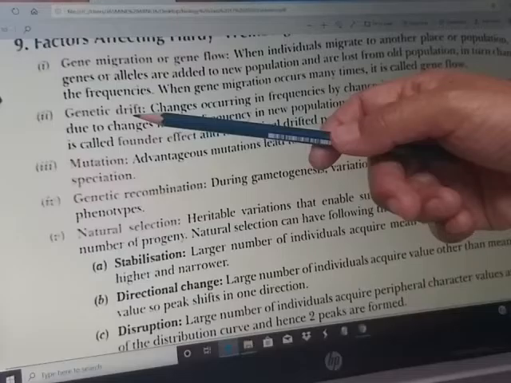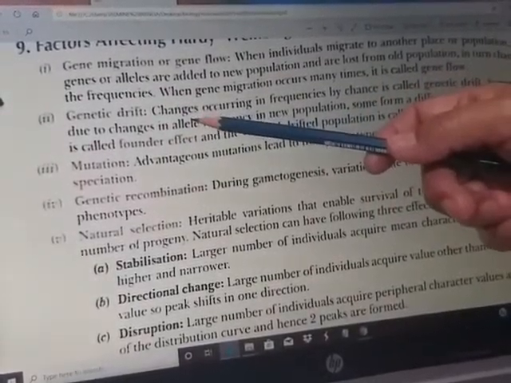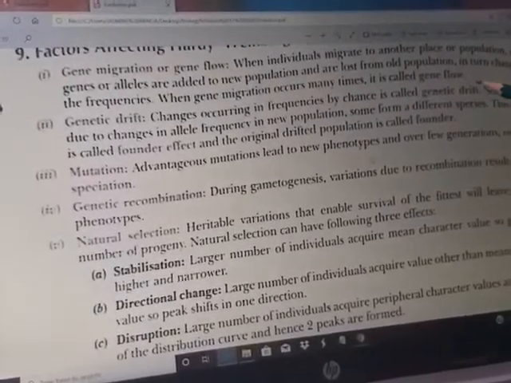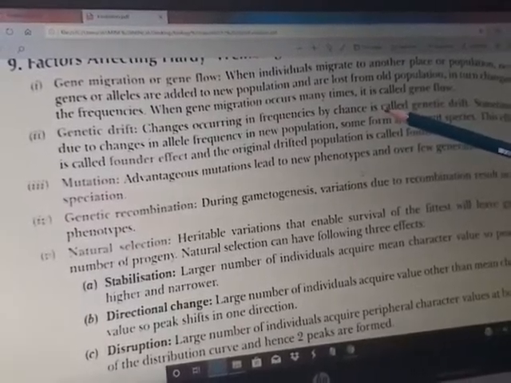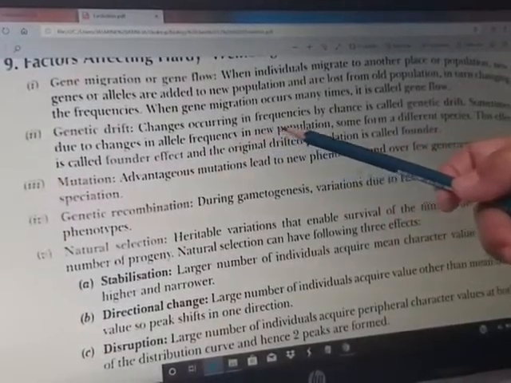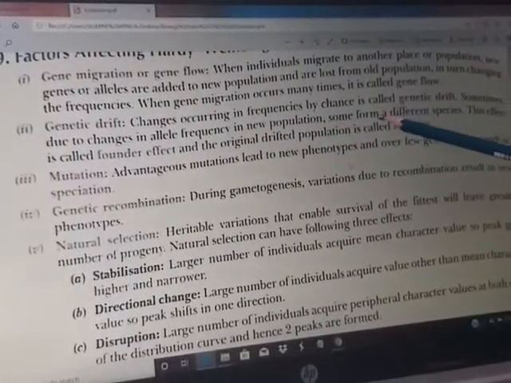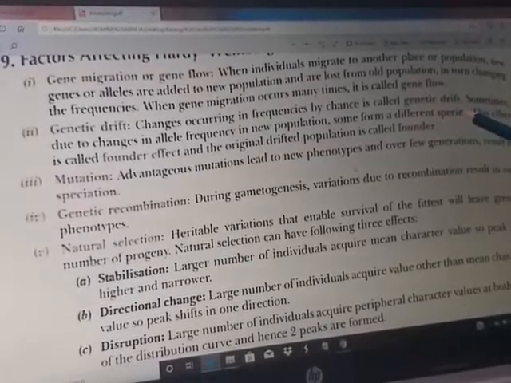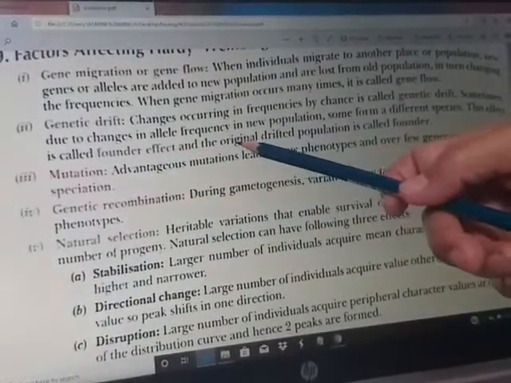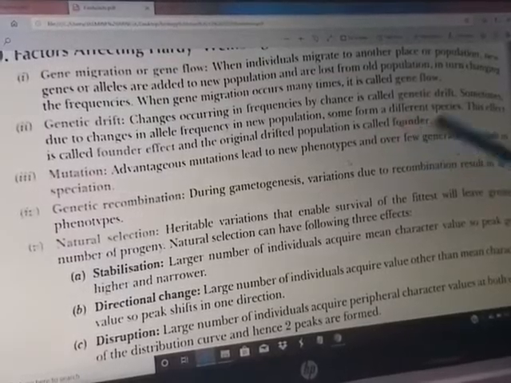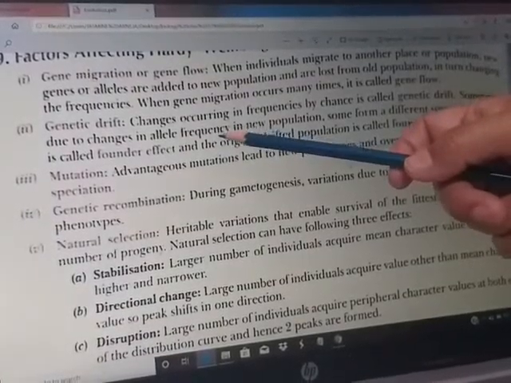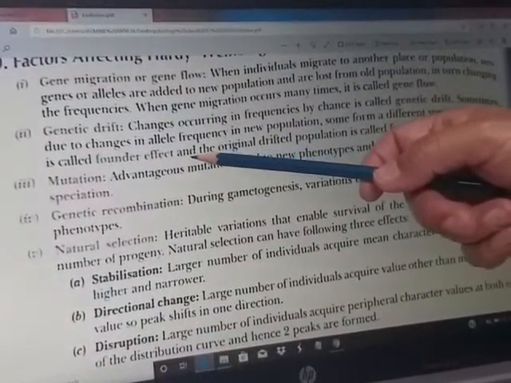Second factor is genetic drift, means changes occurring in frequencies by chance is called genetic drift. There are certain changes which occur by chance, sometimes due to changes in allelic frequencies in new population. Some form a different species. This is called founder's effect, and the original drifted population is called founder. Sometimes this question is asked, what is founder effect? They are the original drifted population. Drifted means moved.